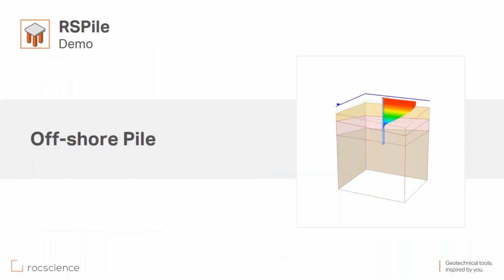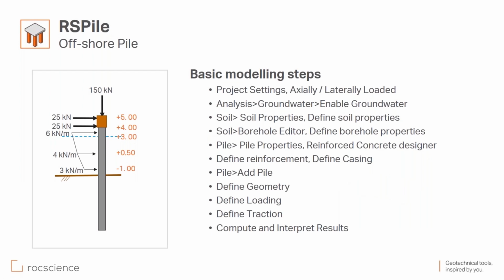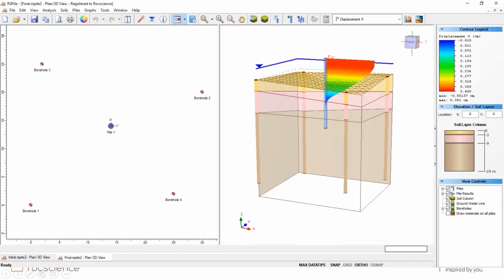So I chose this demo because with it, I can show you many of the new features of RSPile. So this is what we're going to build. It's an offshore pile submerged, and it has traction, as you can see, along the length of the pile. Also, there is a lateral load, axial load on top of the pile, and it's a fixed pile. And we're going to model that on RSPile right now. So let me show you how easy it is.